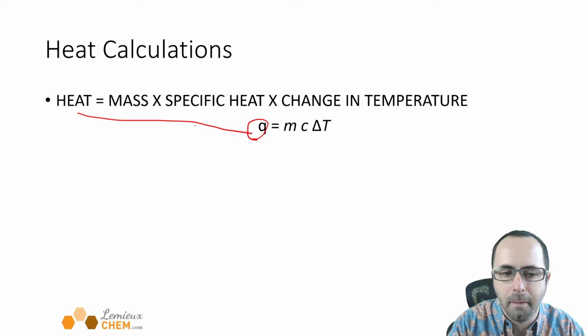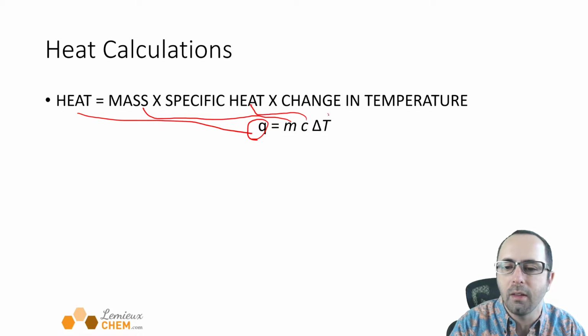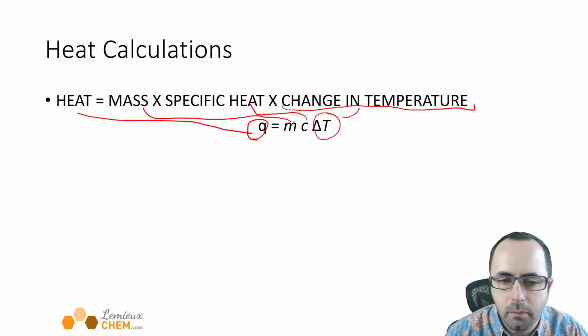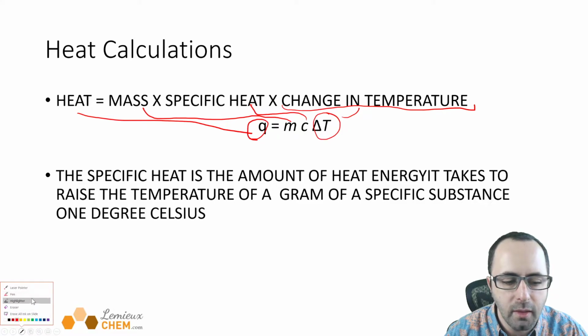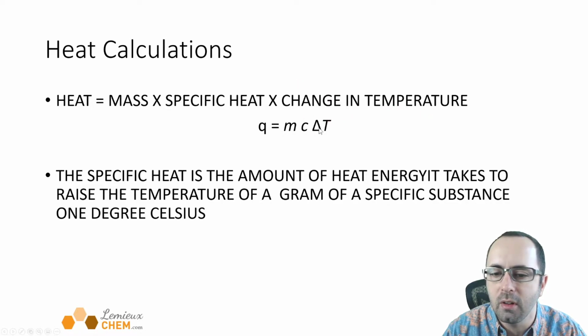M is mass, the C is specific heat here, and the delta T here is the change in temperature. Okay. And I'm going to erase that. It's kind of ugly, but you get the idea here. The heat is Q, the mass is m here. The C stands for the specific heat, and the delta T means change in temperature. Delta means change, the Greek symbol delta.